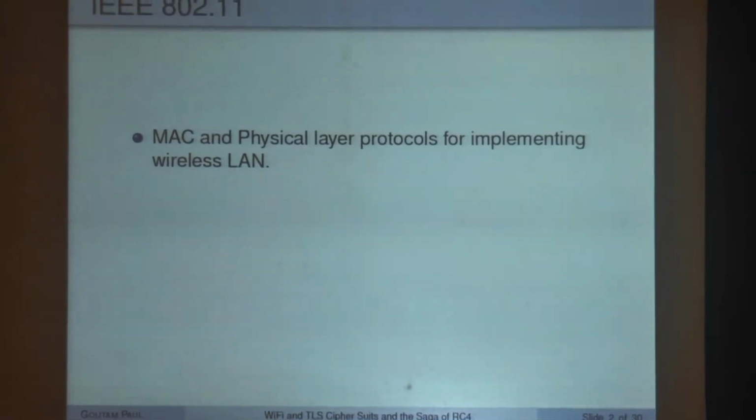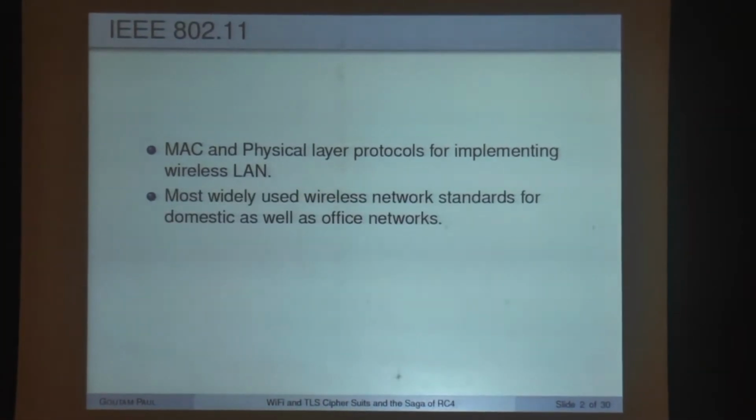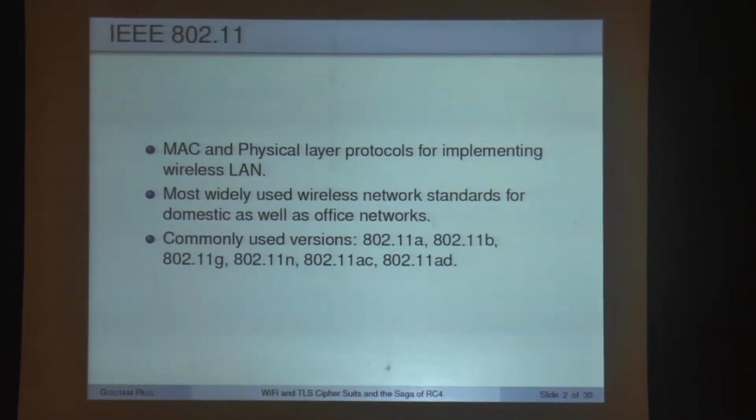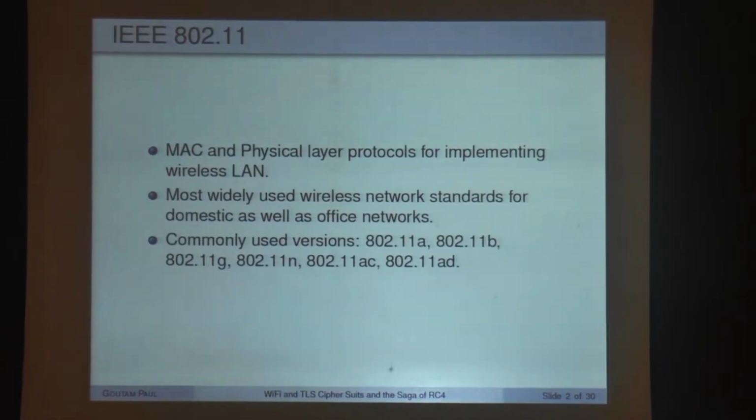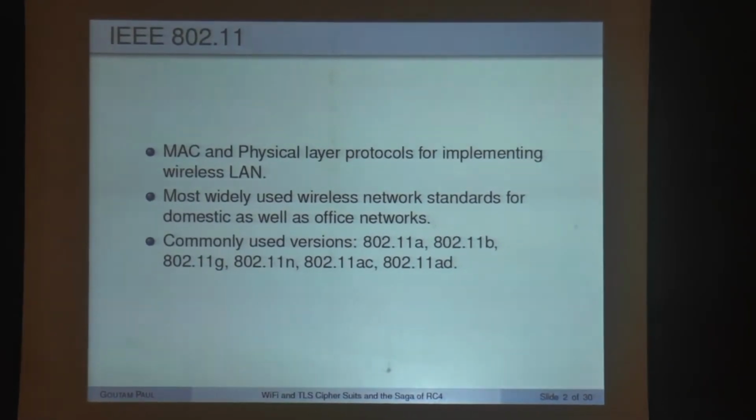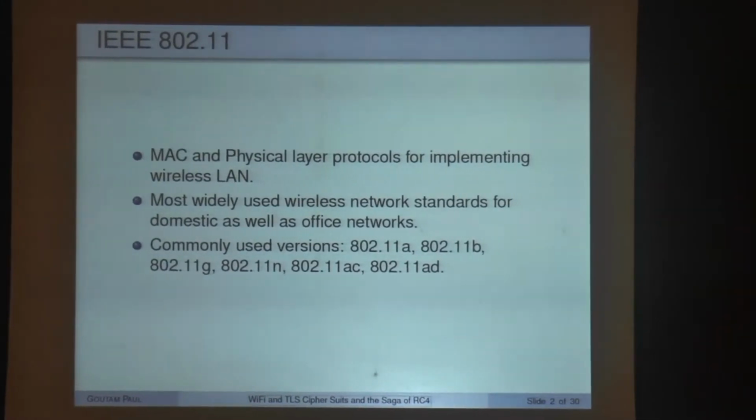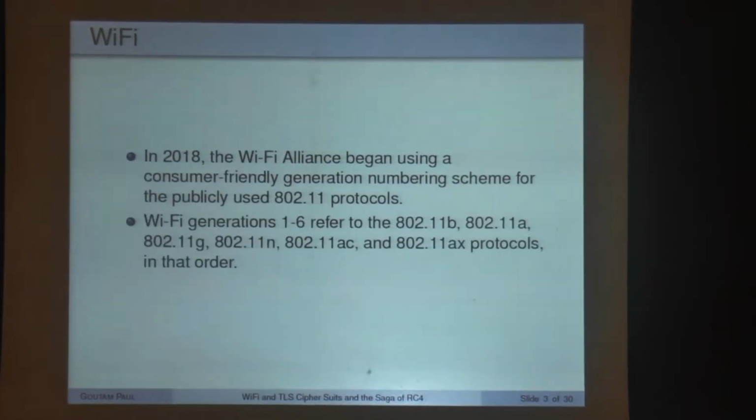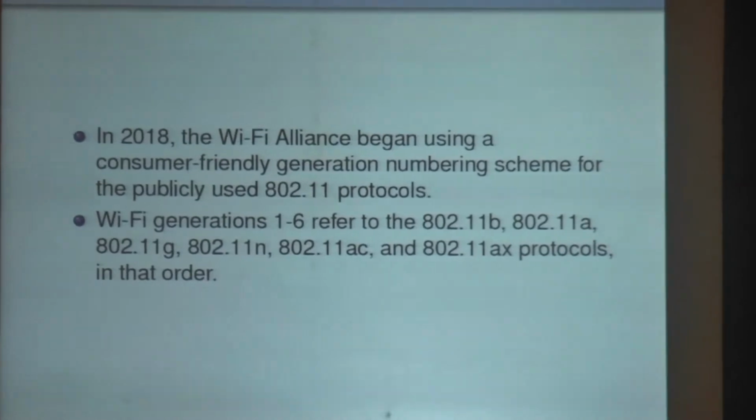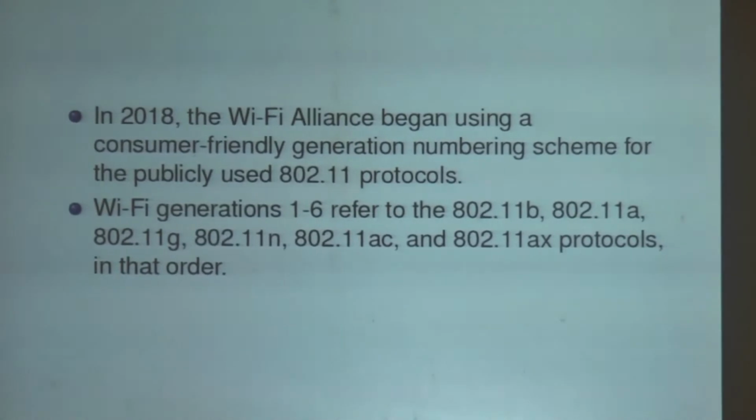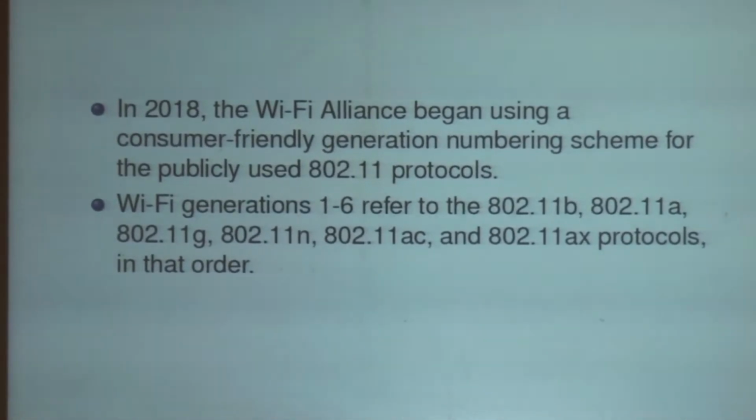IEEE 802.11, you know that it's WLAN standard, right? Mostly used for domestic and office network. And these are the common usage: A, B, G, N, AC, AD, and I think now AX people are talking about, right? And most of the Wi-Fi protocol fall in this 11B part. So the Wi-Fi Alliance has actually renamed this Cipher suite as Wi-Fi generation 1 to 6, so that it's easy to identify. 11B is generation 1, A is generation 2, and so forth.